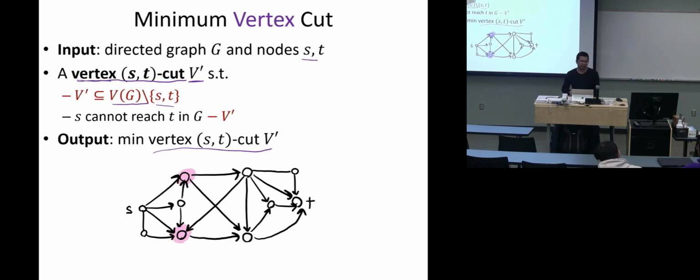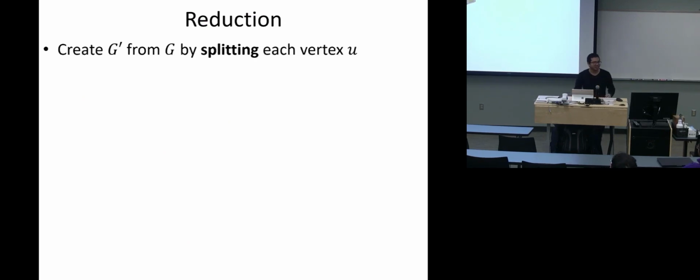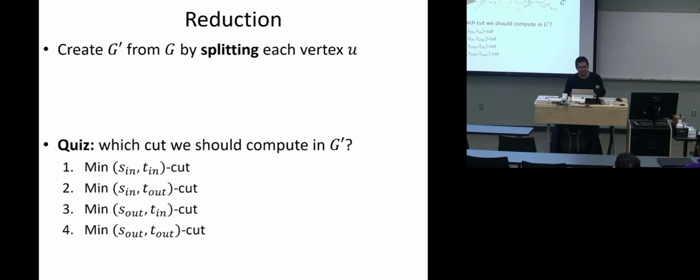So that seems quite challenging because, how do you solve this using max flow? Max flow is about having capacities on edges and deleting edges. Now you want to delete a vertex. How do we do that? So let me just tell you the key idea. The key idea is again to create some graph G prime that has a nice structure.